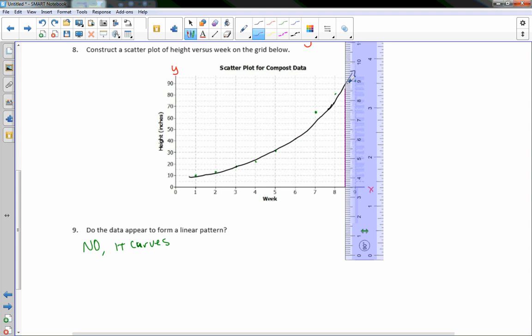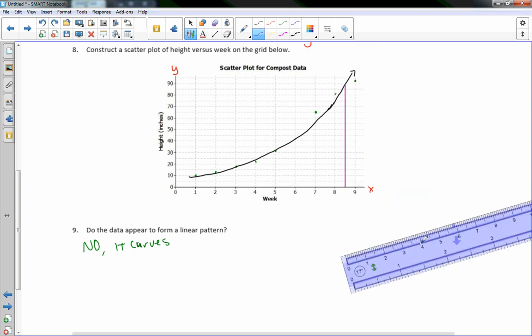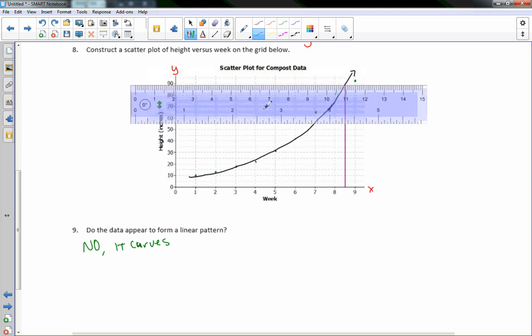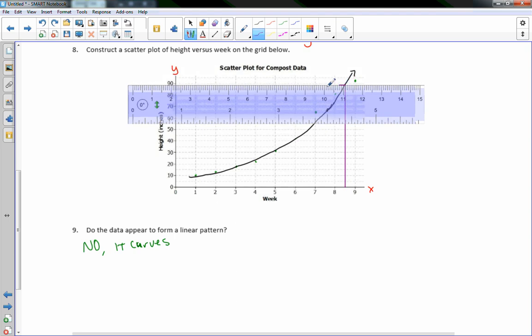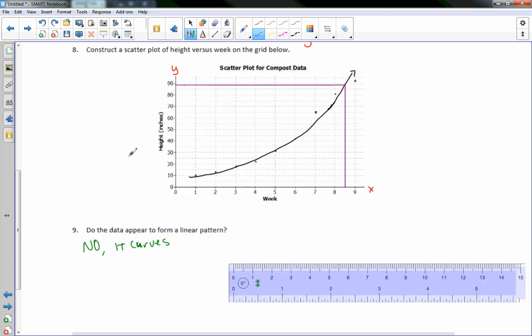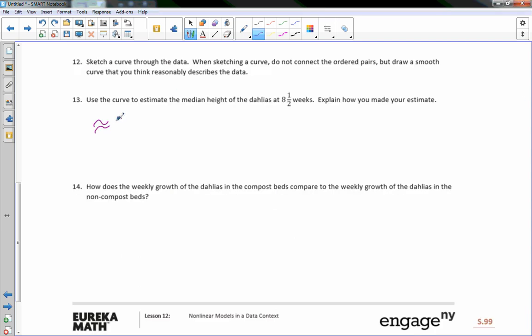I draw a line up to my approximation, and then I bring my ruler down like so, and I move it over here right up to where it hit that curve, right about there, a little higher, and that's the value I'm going to end up with over here, just under 90. So I'd say about 89. Okay, so approximately 89 inches at 8.5 weeks. And my explanation is my visual that I just showed you on the graph.